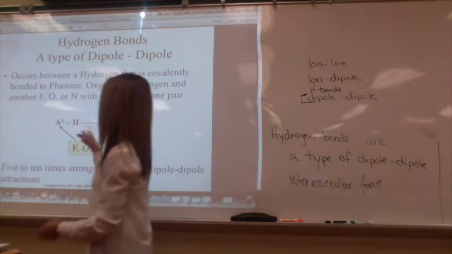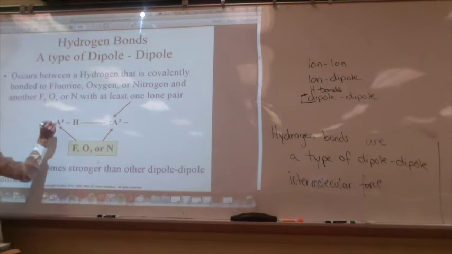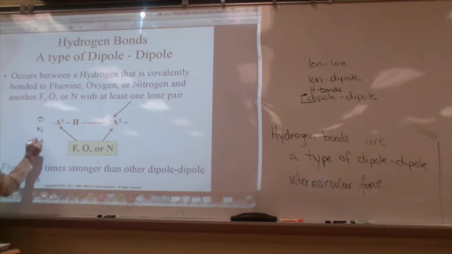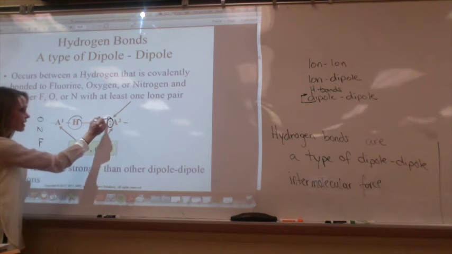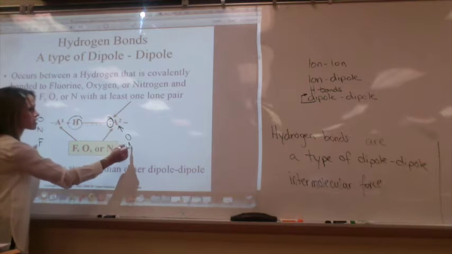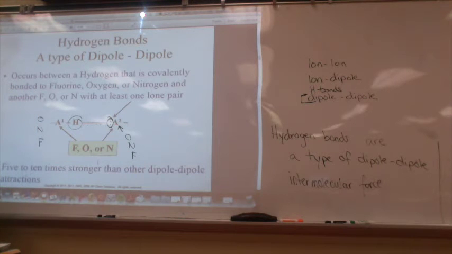So here's hydrogen attached to, this is oxygen, nitrogen, or fluorine, which is going to probably be bonded to a carbon. And then this hydrogen is attracted to the lone pair on this, which is an oxygen, nitrogen, or fluorine. Following? 5 to 10 times stronger than any other dipole-dipole attraction. So if you have H bonds, that's the strongest type of dipole-dipole that's present.